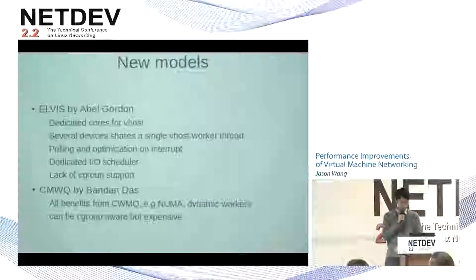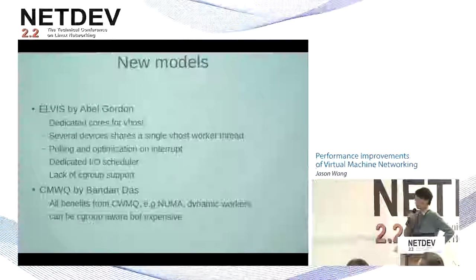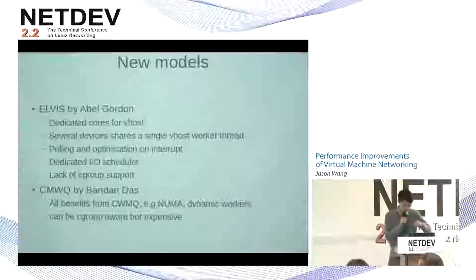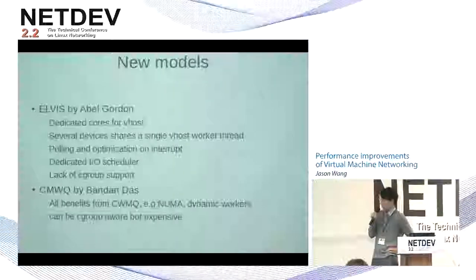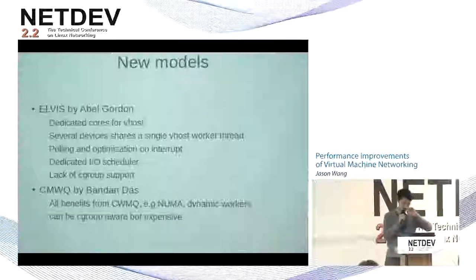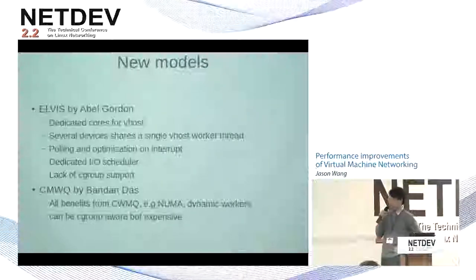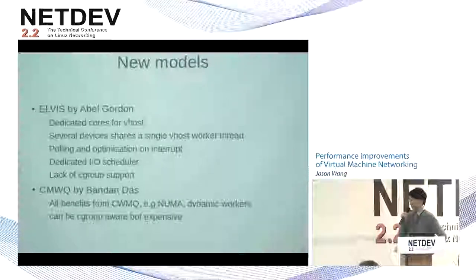So here come several new models. The first is Elvis, which was presented by Abel Gordon. It tries to use dedicated cores for vhost, and then several different VMs can share a single vhost worker thread. It has some optimizations on interrupt processing, and it can also do polling. The issue is that it needs something like an IO scheduler, so each VM needs at least something like a quota. And it also lacks cgroup support.